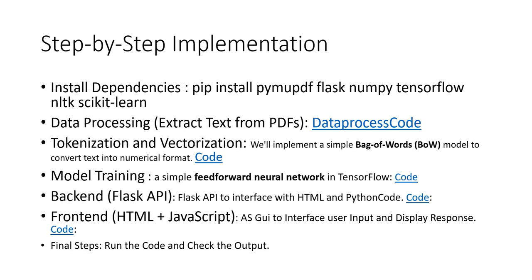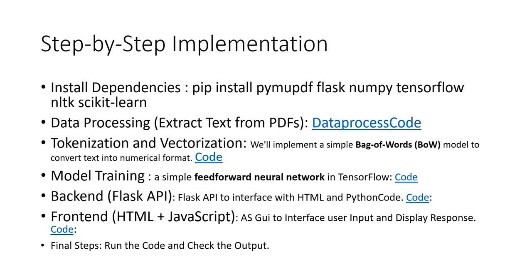Then we have tokenization and vectorization. Here we are going to implement using BOW, that is bag of words. We use this algorithm to convert the text into numerical format. That code is also available. Now for model training, we are going to use a feed forward neural network in TensorFlow, and this will be used for training on the data you have collected. Then we build one backend API.